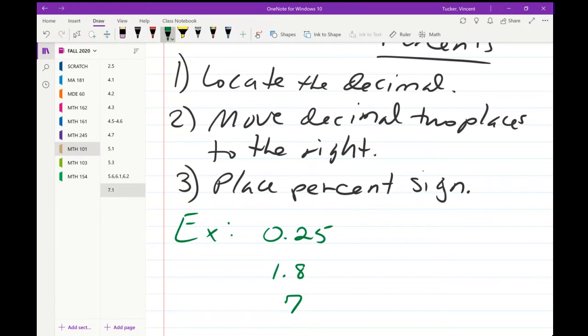All right, so for 0.25, we want to convert that to percent. Take the decimal, move it 2 to the right. It's going to be 25%.